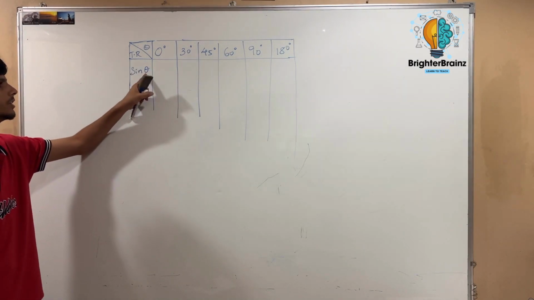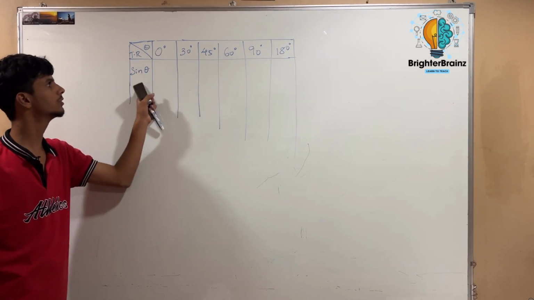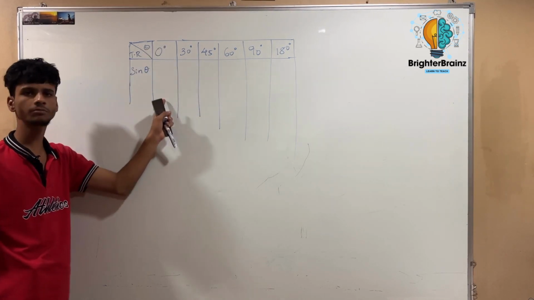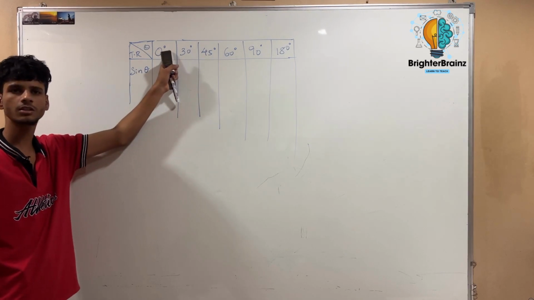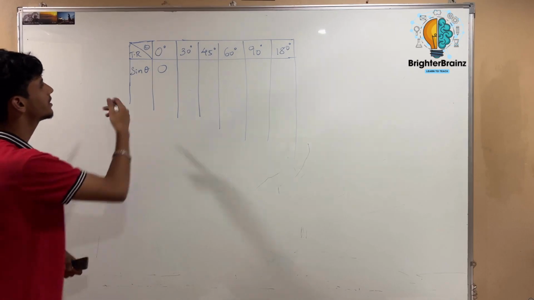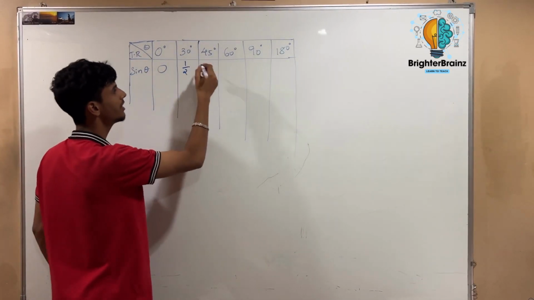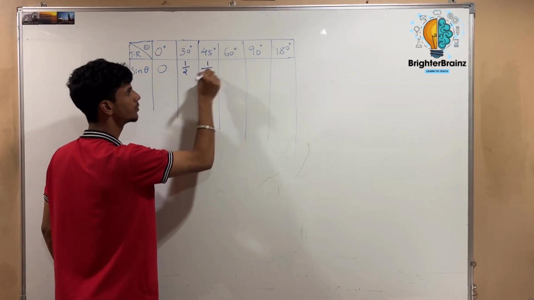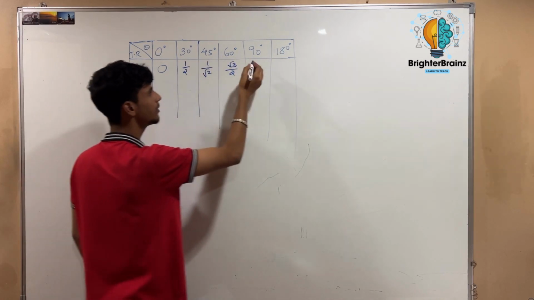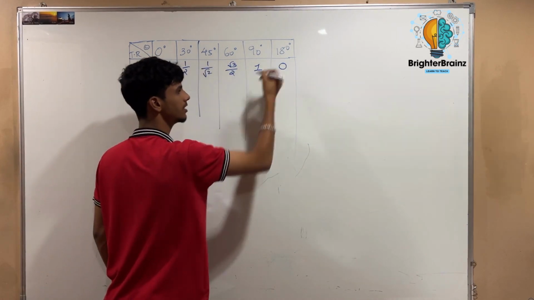Theta is the angle here, and in the respective column we are going to give the value for the respective angle. Sine theta, what is theta in this column? 0. So sine 0 value is 0. Next sine 30 value is 1 by 2, sine 45 value is 1 by root 2, sine 60 value is root 3 by 2, sine 90 value is 1, and sine 180 value is 0.